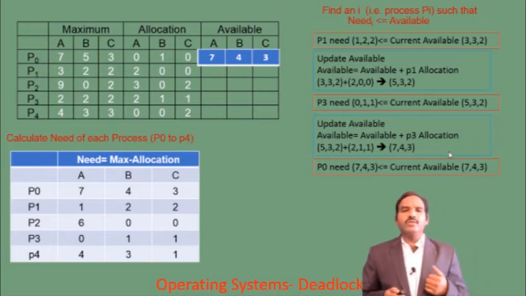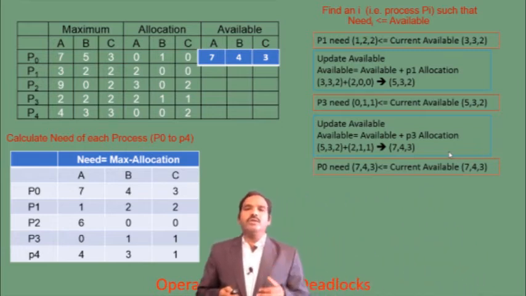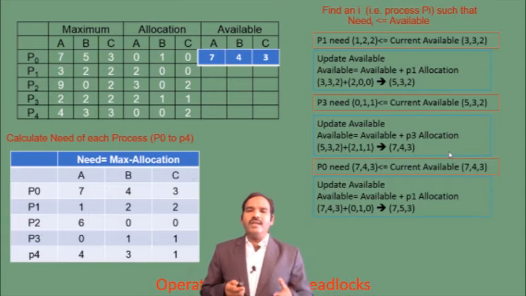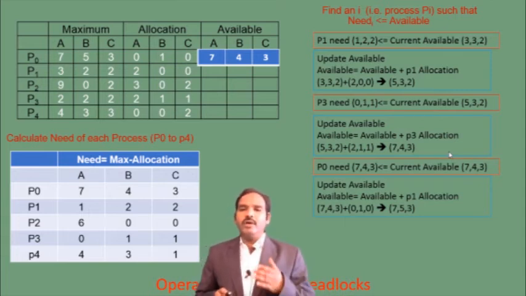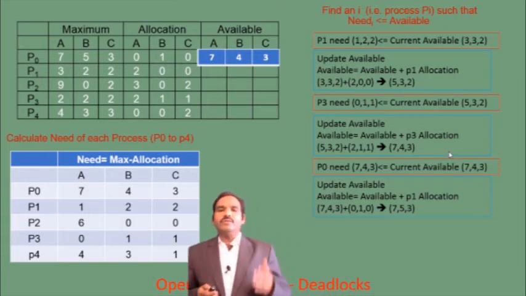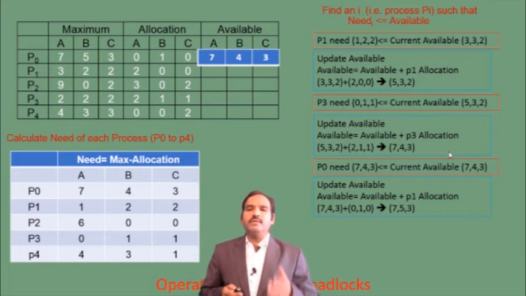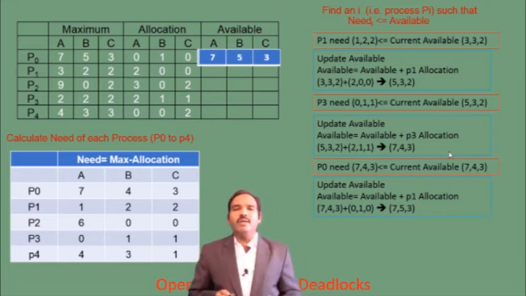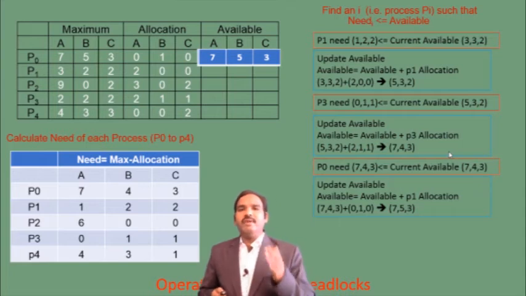What are the resources it is going to release? 0, 1, 0. Update the availability with 0, 1, 0. If we add 7, 4, 3 plus 0, 1, 0, then what is the current available? The current availability is updated as 7, 5, 3.